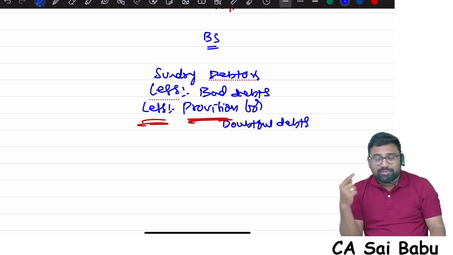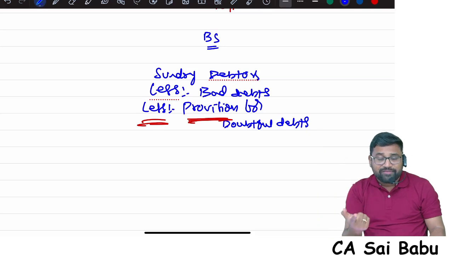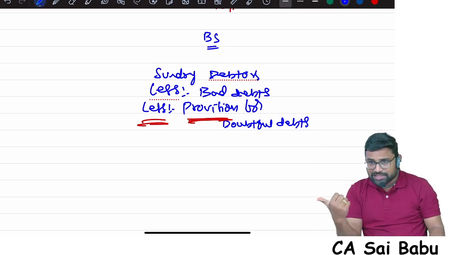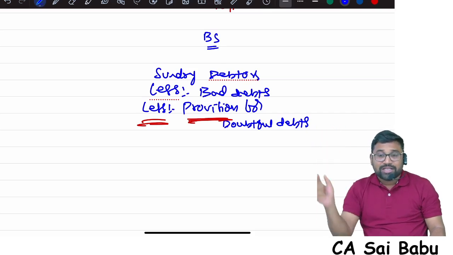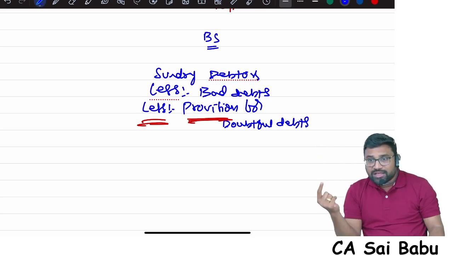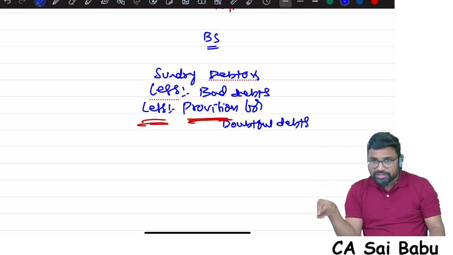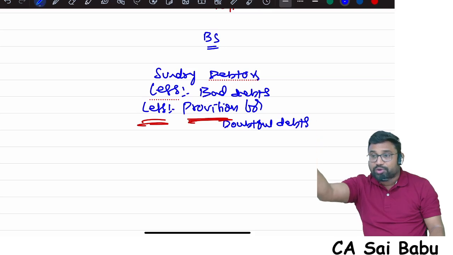Now what is the second method? Bad debts is directly written off to P&L account. Don't write off against provision. So what is the entry for bad debts? Bad debts to debtors. Then bad debts will be written off to P&L. What is the entry? P&L to bad debts. Now at the end you need to see whether the closing provision required is more than opening; if so, create a provision. P&L to provision. If the closing provision is less than the opening provision, written off, provision to P&L account.